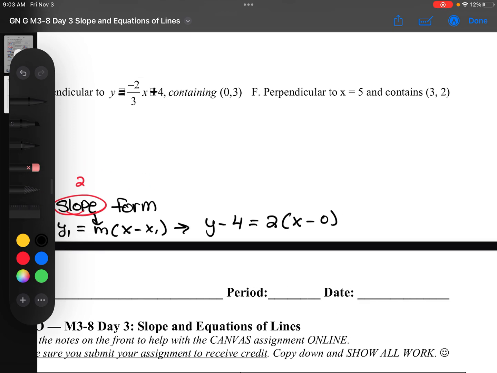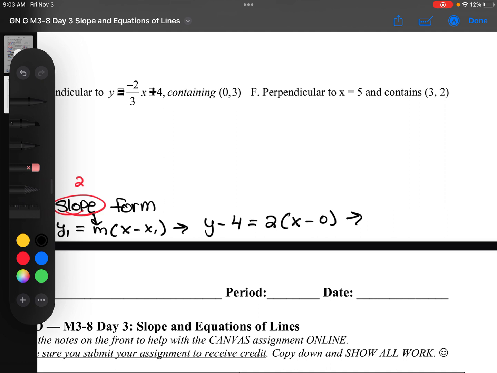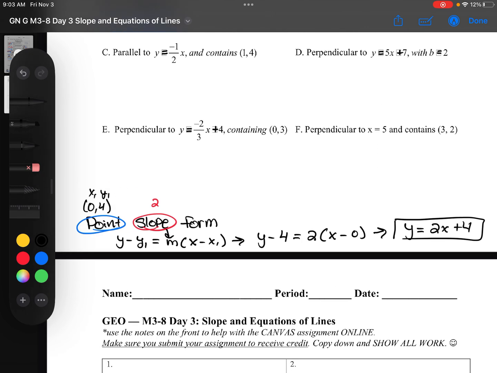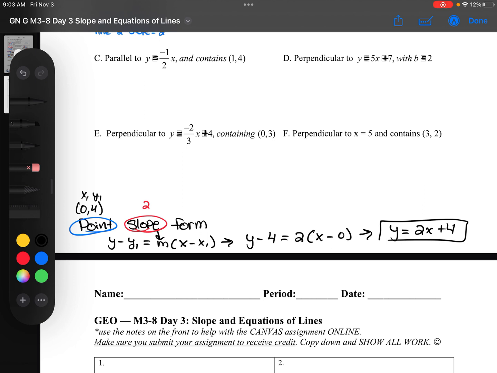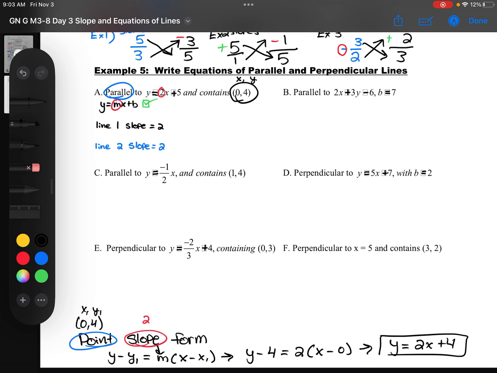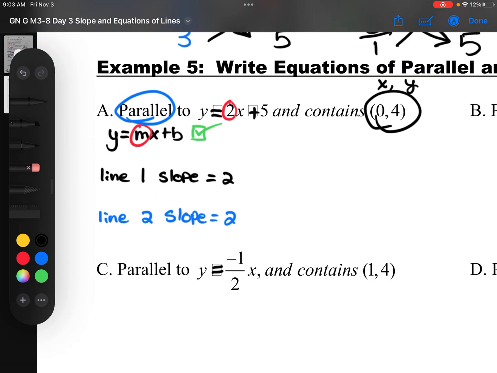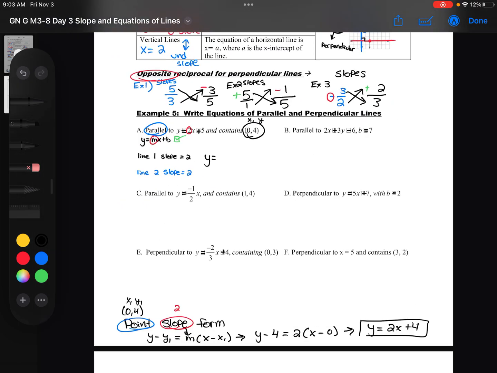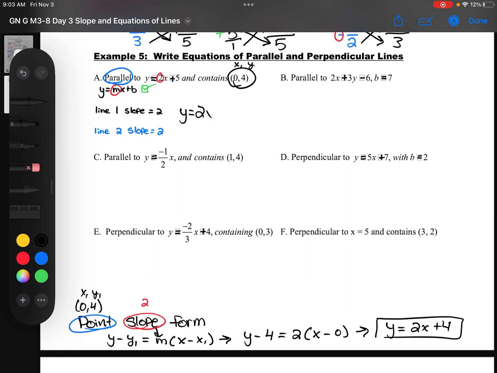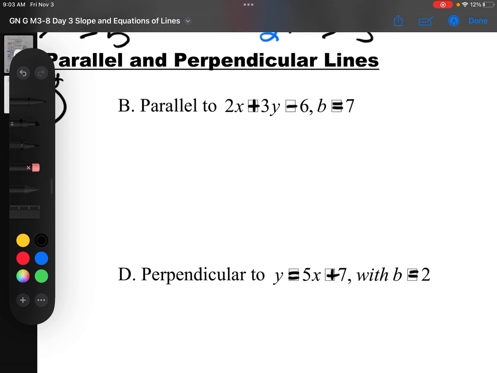Okay? So if we wanted to get that in y equals mx plus b, we would just have y equals 2x plus 4. That's the equation of that line, okay? So that's how you're going to have to do that. Find an equation of these lines. That's what you'll need to do. So the equation of this line is y equals 2x plus 4. There's that one.